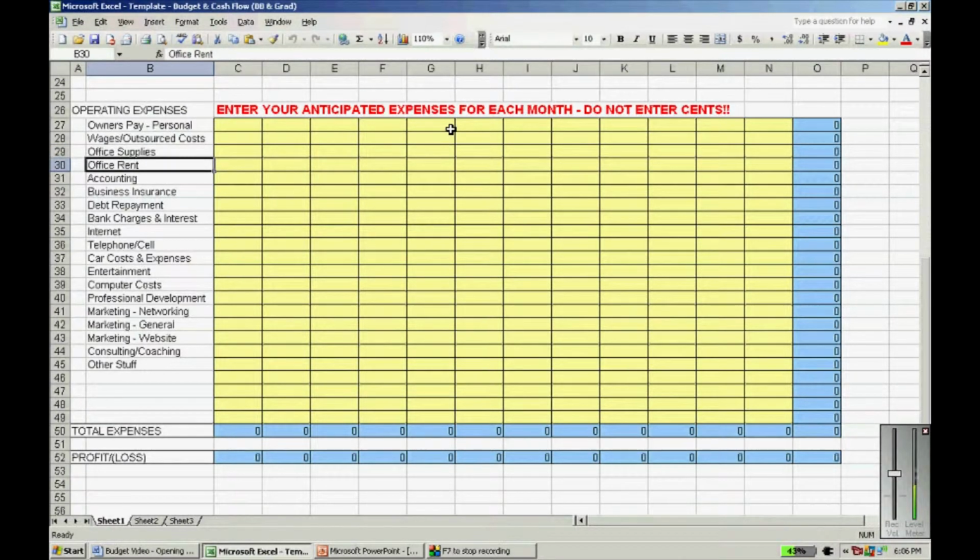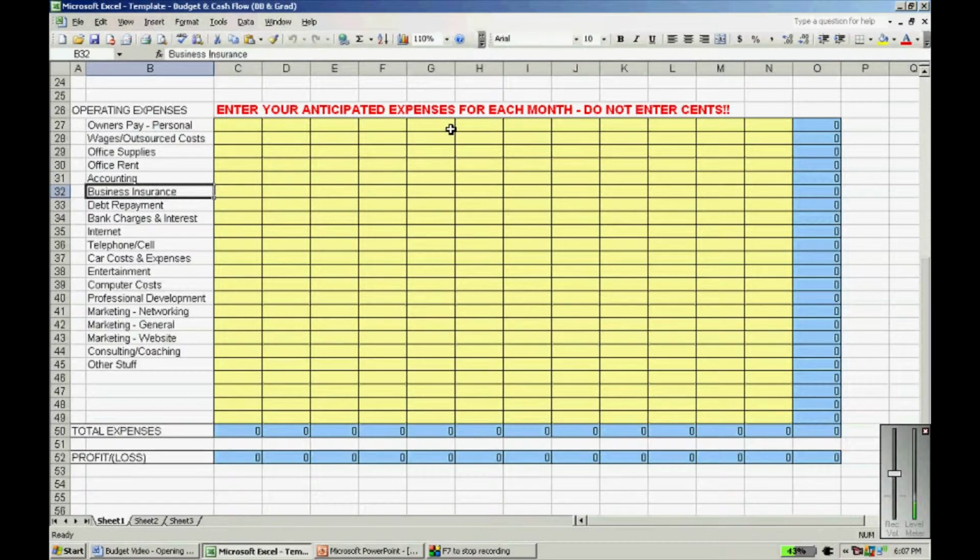Office rent. If you're renting an office, this is simply the regular monthly payments. If you have a home office, you can charge your business rent relative to the space used. Accounting. If you have a bookkeeper, this is where their costs would go. Typically your accountant cost is once a year, so you'd plug in how much you normally pay her in the appropriate month that you actually pay her.